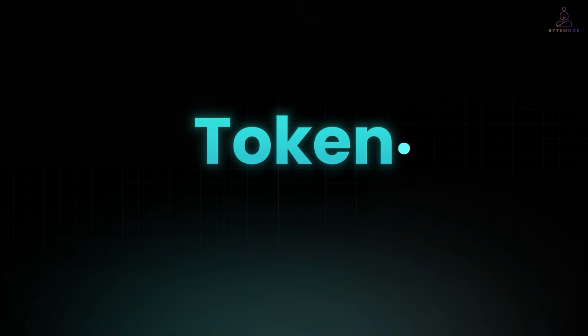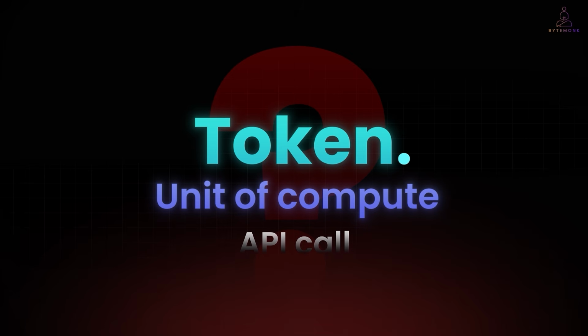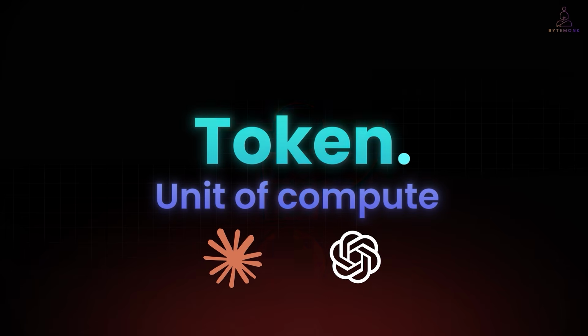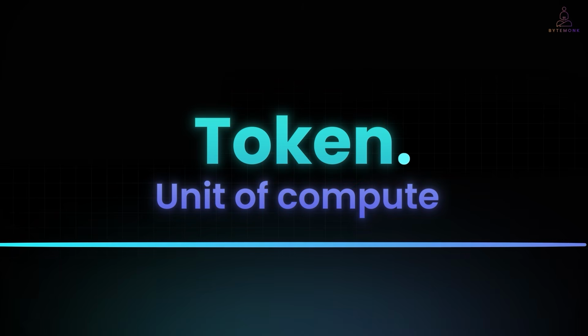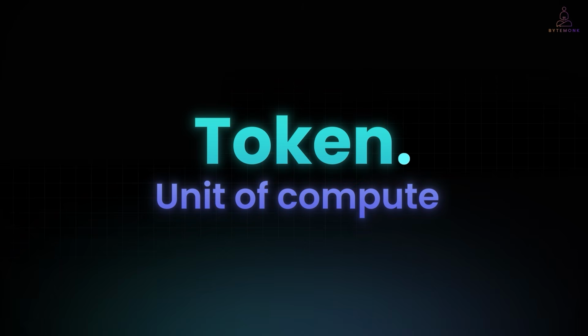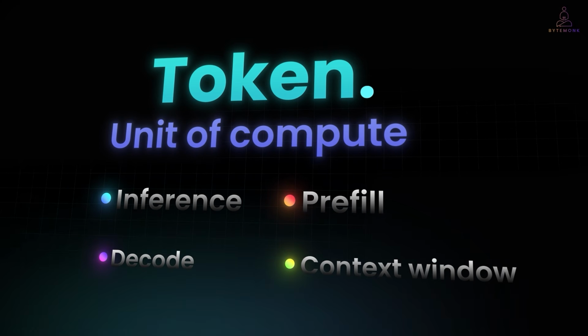So we know tokens are the unit of compute. But what actually happens when you make an API call? When your code calls a model like Claude or GPT-4, where does that request actually go? What runs it? What is actually happening between you hitting enter and the response showing up? Let's trace it. We'll also pick up a few terms you'll see come up over and over when working with LLMs: inference, prefill, decode, and context window.